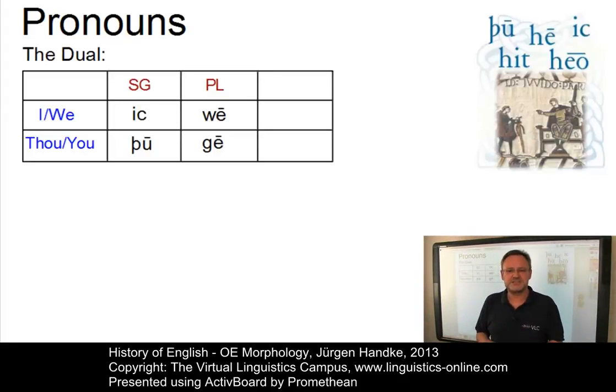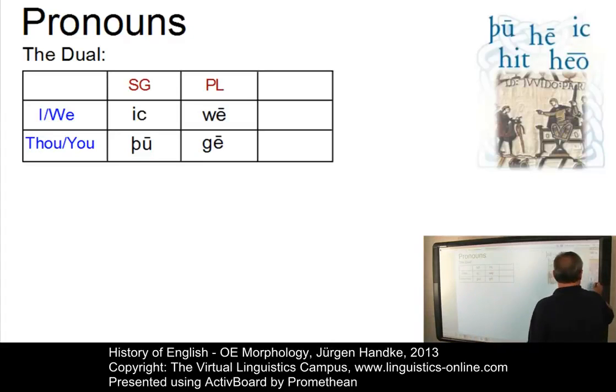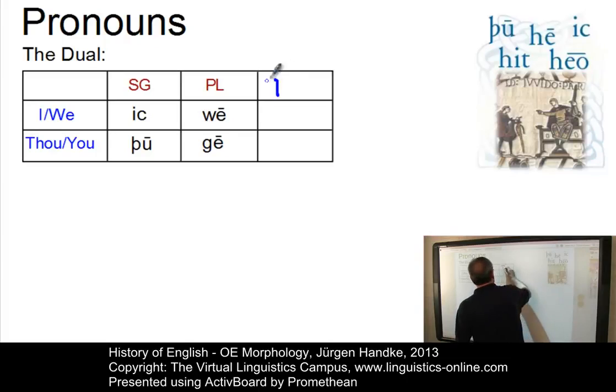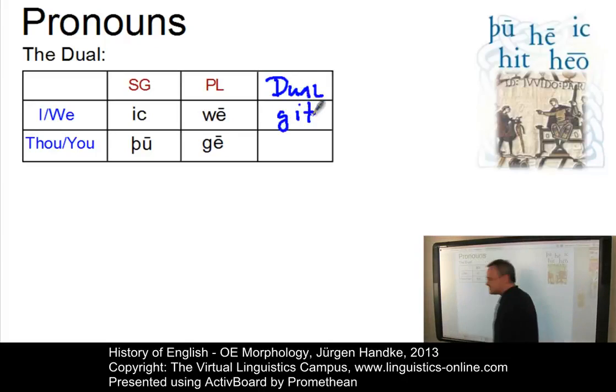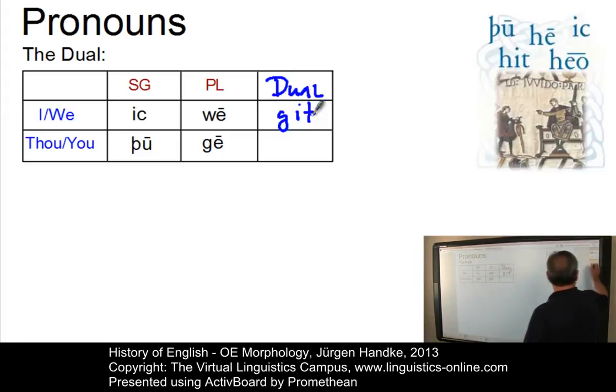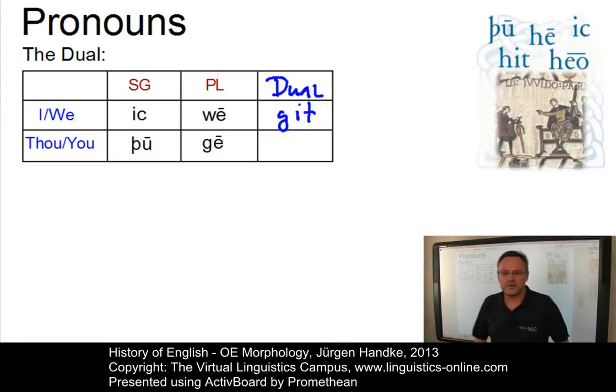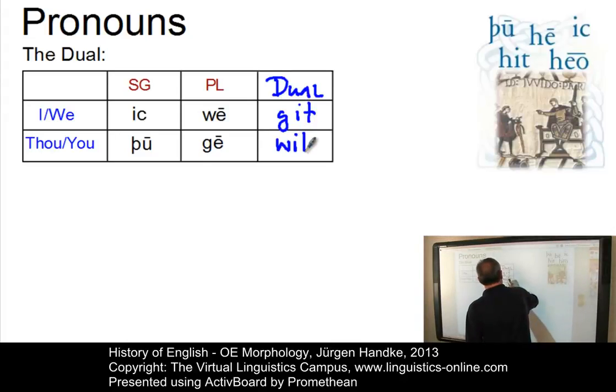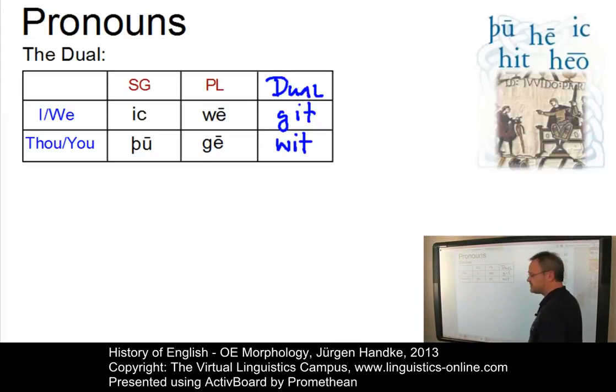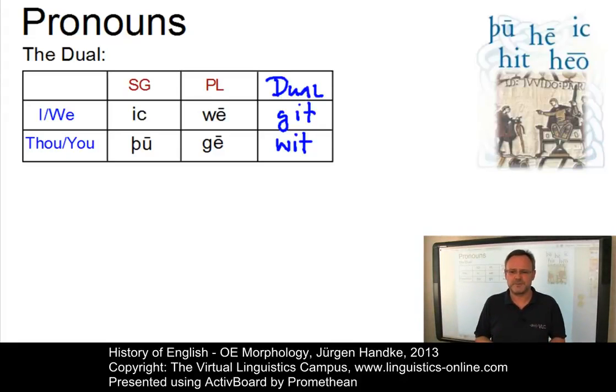Now the dual existed in two variants in Old English. We have the first person dual, which is wit. Now wit means we two, and then there is the second person dual, which was, to be precise, git, and that means you two.